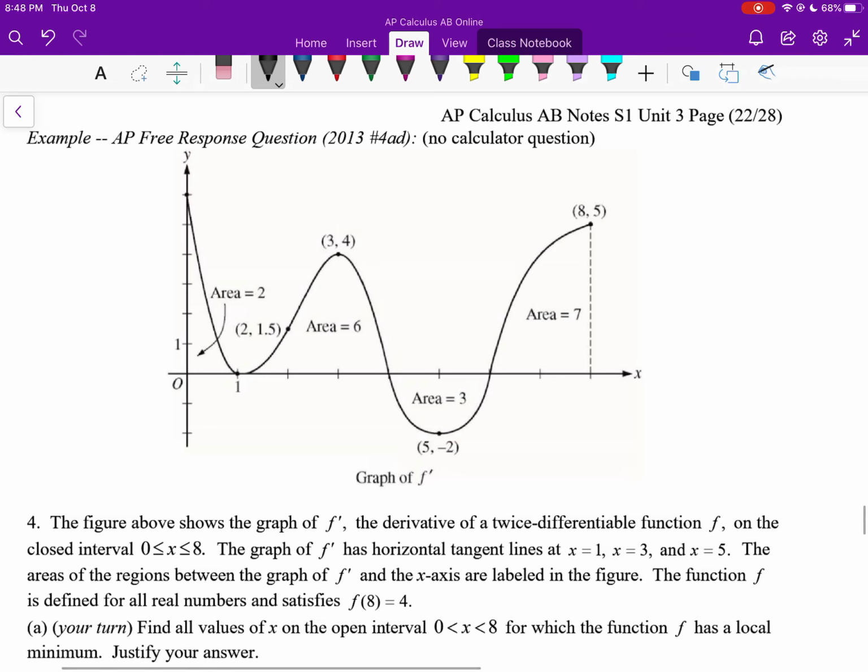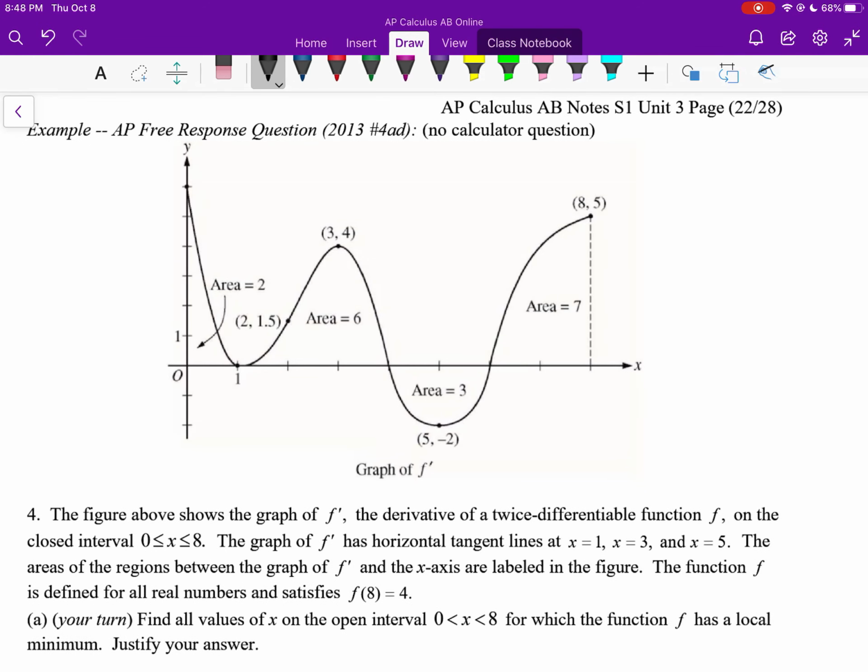It says the figure above shows the graph of f prime, the derivative of a twice differentiable function f, on the closed interval between 0 and 8. The graph of f prime has horizontal tangents at 1, at x equals 3, and at x equals 5. The areas of the regions between the graph of f prime and the x-axis are labeled in the figure. The function f is defined for all real numbers, and it satisfies that f of 8 is equal to 4.